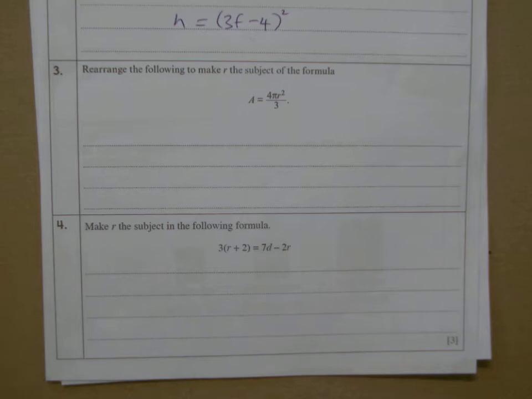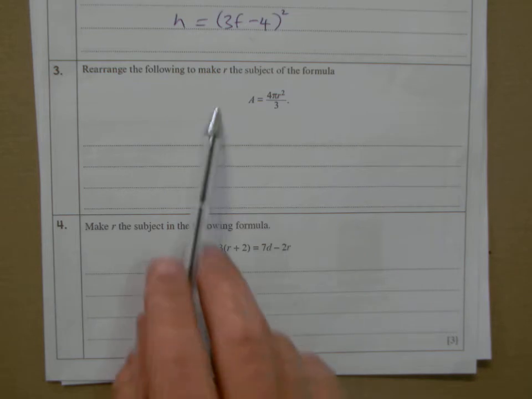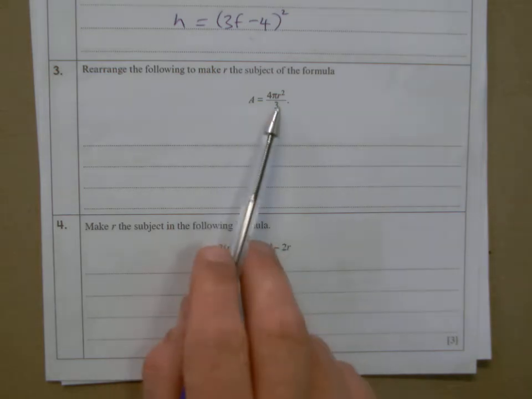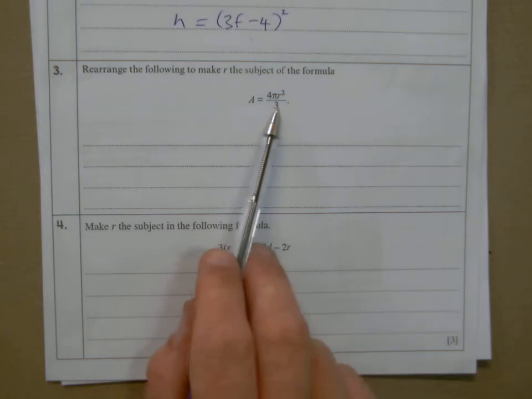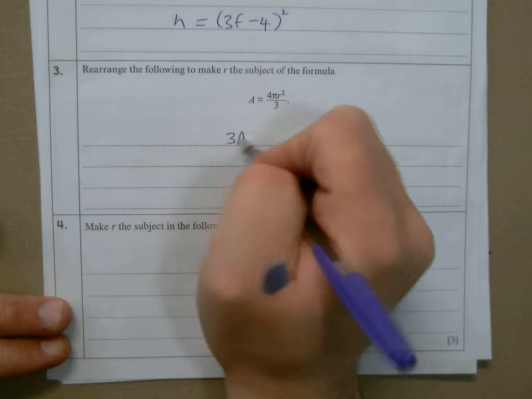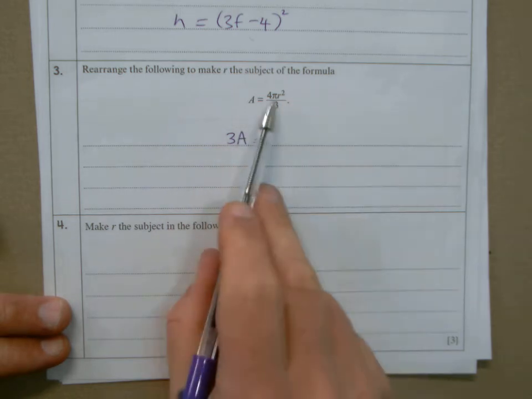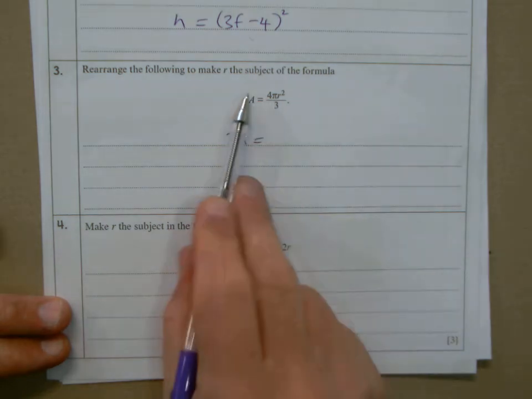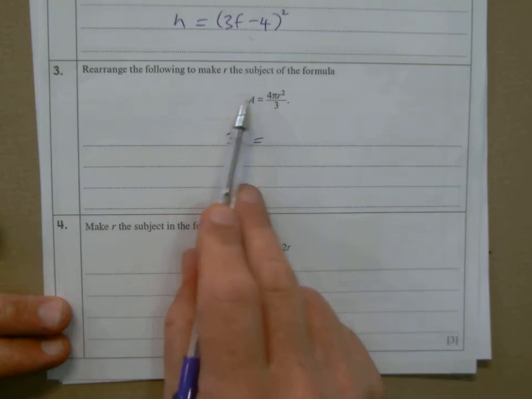Okay, so in this case, we want to get r equals, so we've got this formula here. The first thing I do is take the 3 over the other side. That would tidy it up a lot. Of course, when you take the 3 over, you're going to multiply, aren't you? Because you're dividing by 3. Take it over, do the opposite, and multiply. Always do the opposite when you take it over the other side.